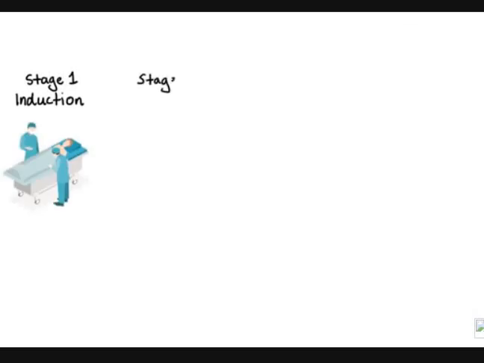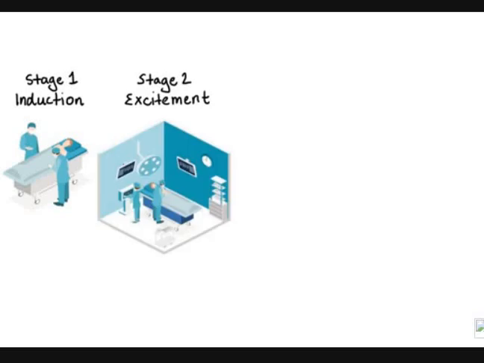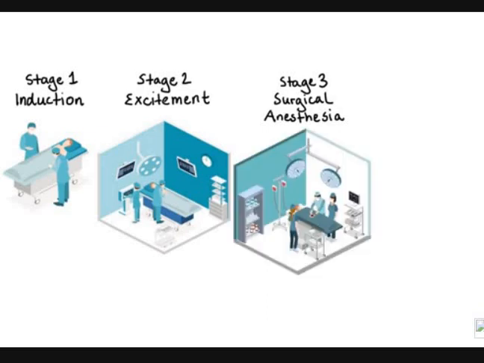So the first stage is known as induction. It is simply a period during which the patient goes from a state of consciousness to a state of unconsciousness. Next, we have the second stage, known as excitement. At this stage, depression of inhibitory neurons in the CNS leads to increased excitement, involuntary muscle movement, and increased heart rate, blood pressure, and respiration. Next, we progress to the third stage, known as surgical anesthesia. At this stage, there is a gradual loss of muscle tone and reflexes. The patient is fully unconscious, unresponsive to surgery, and has regular breathing.